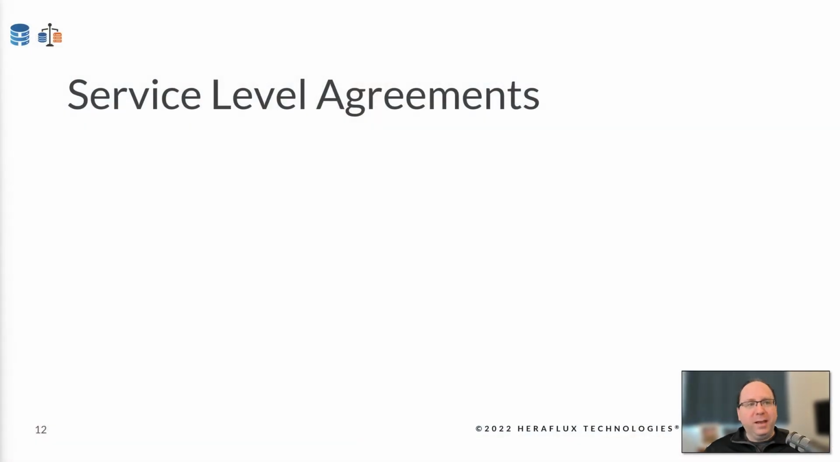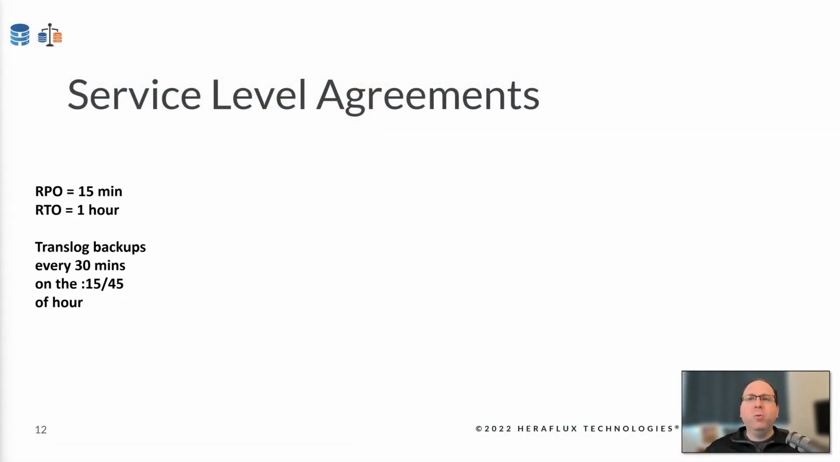It goes back to these SLAs. These are real-world situations here. The DBA was given the mandate of a 15 minute recovery point objective, or RPO, and an hour for RTO, recovery time objective. They missed the memo. They were doing transaction log backups every 30 minutes, but doing them on the 15 and 45 minute of the hour.